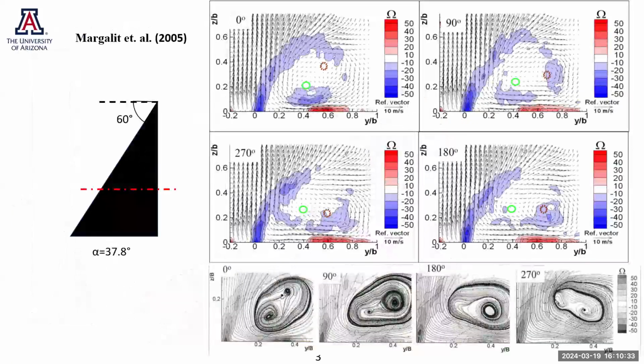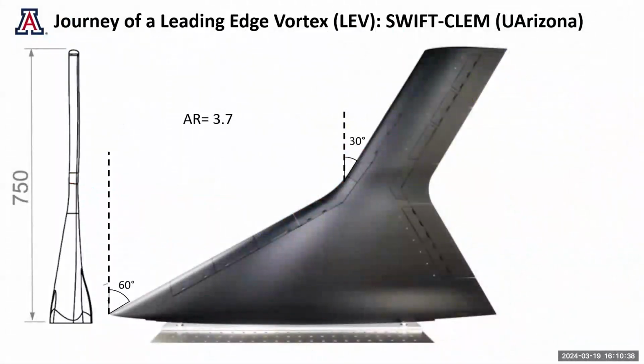These were phase averaged PIV results. So now what is the result when we introduce a crank? A crank is basically a location where we are changing the sweep angle. So here you see the leading edge sweep angle is 60 degrees and it's changed to 30 degrees.